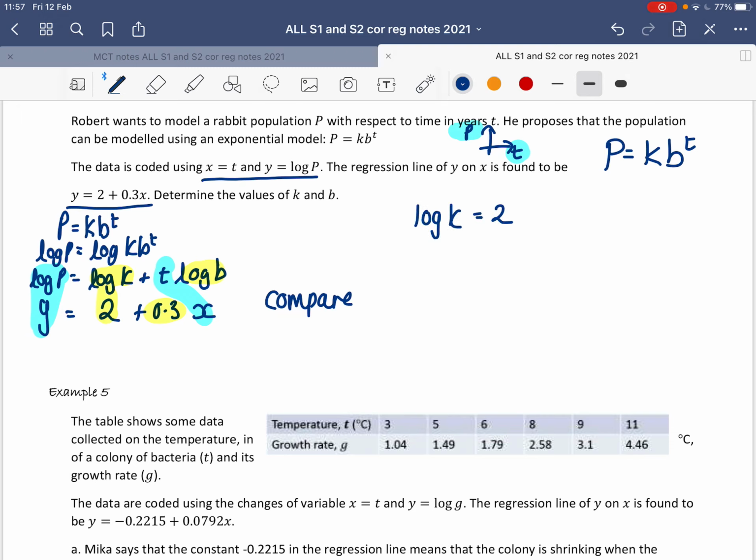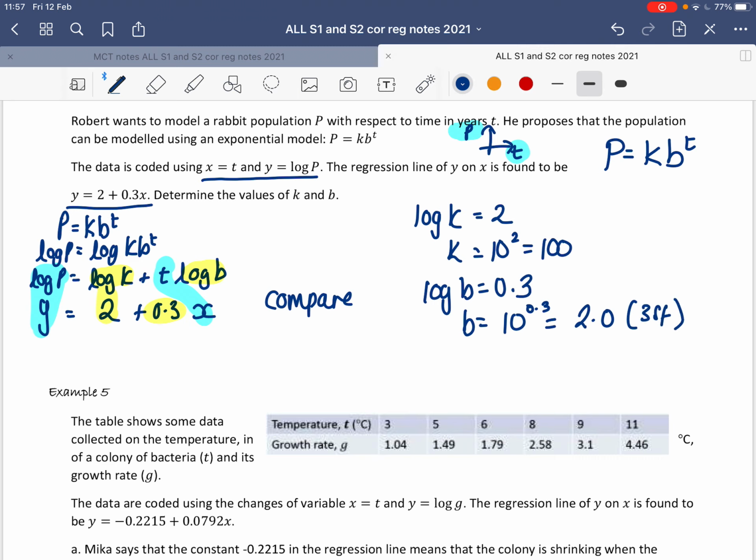And what we asked to find the values of k and b. So log k is equal to 2. So k is equal to 10 squared, so it's 100. And then log b is equal to 0.3. So b is 10 to the 0.3, which to three significant figures is actually 2.0. Okay? We didn't actually have to work with the data that time. We had to compare.